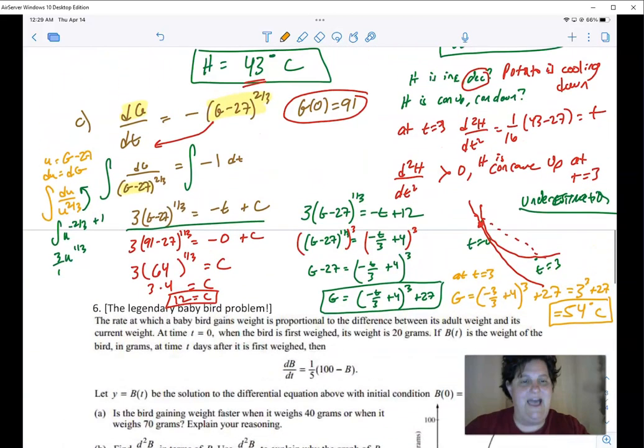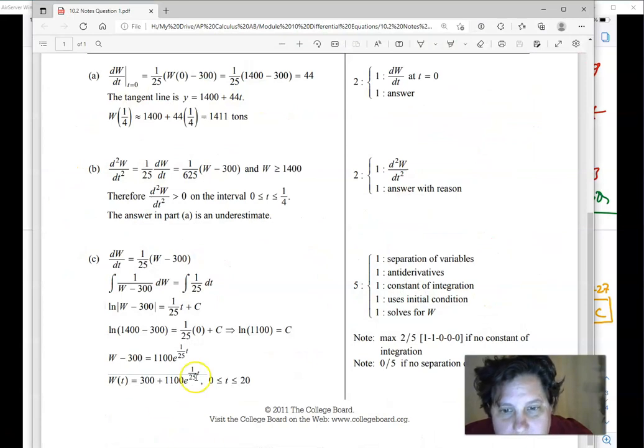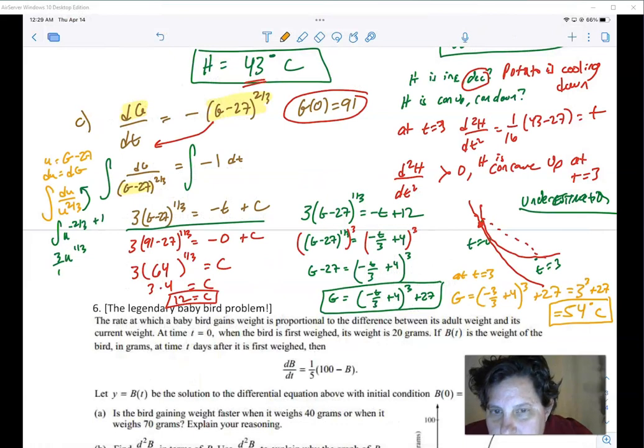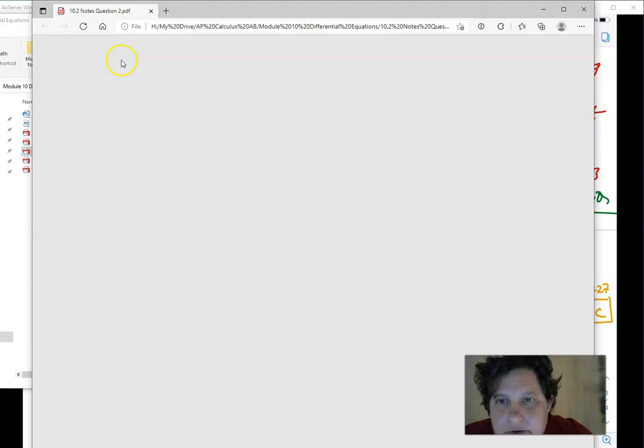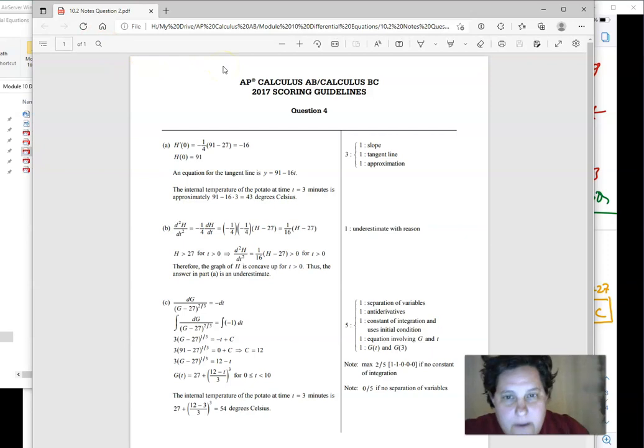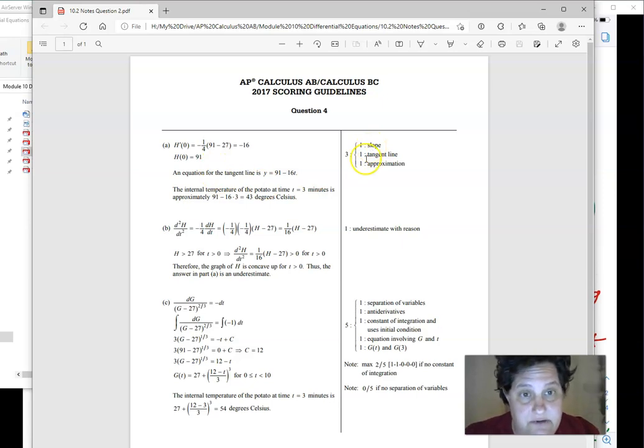But check that out, you guys. Let's see how we did. Okay, question 2. Here we go. For part A, 1 point for finding the slope at negative 16. That's a point. 1 point for the tangent line, which we got right here. And then 1 point for the approximation, which we got, 43 degrees Celsius.